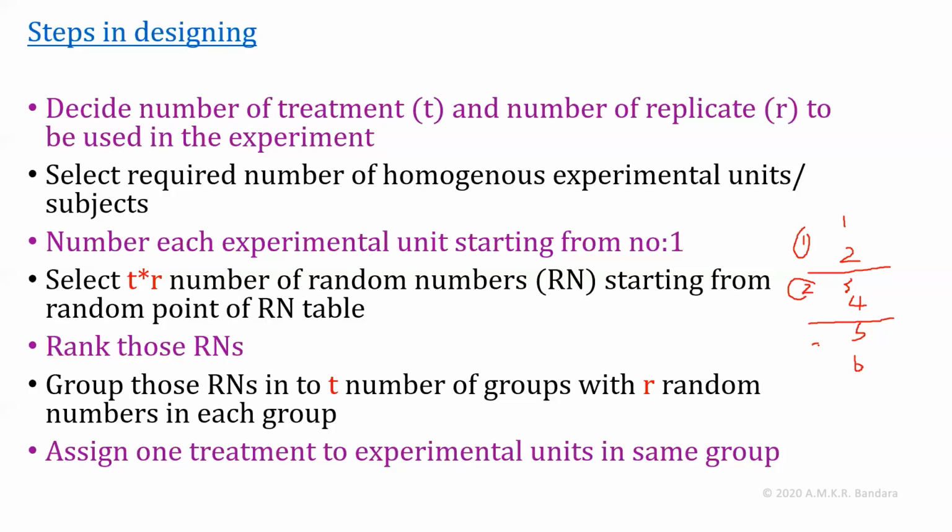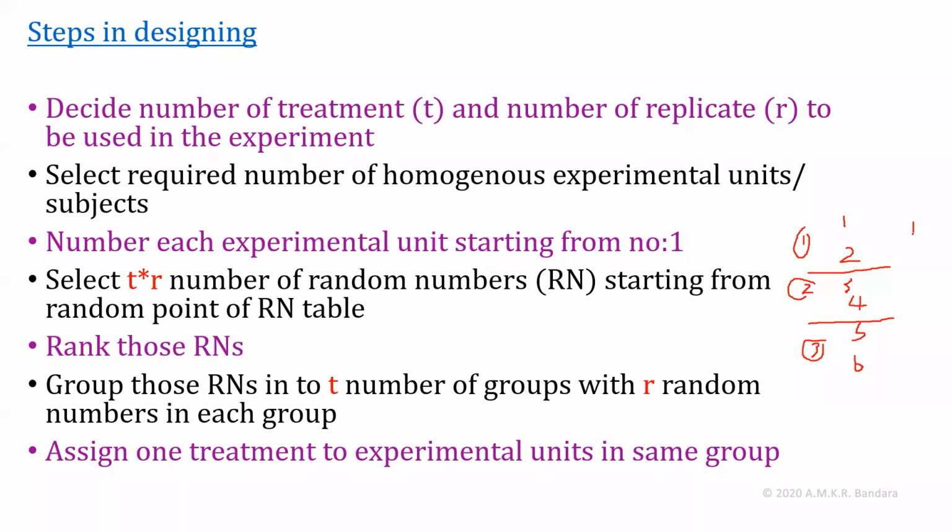This is the third group. So, we have 3 treatments. We divided our random numbers into 3 groups, each containing R random numbers. Here, R is 2, 1 and 2. Here also 2, 1 and 2, 1 and 2. So, now you can assign treatments.